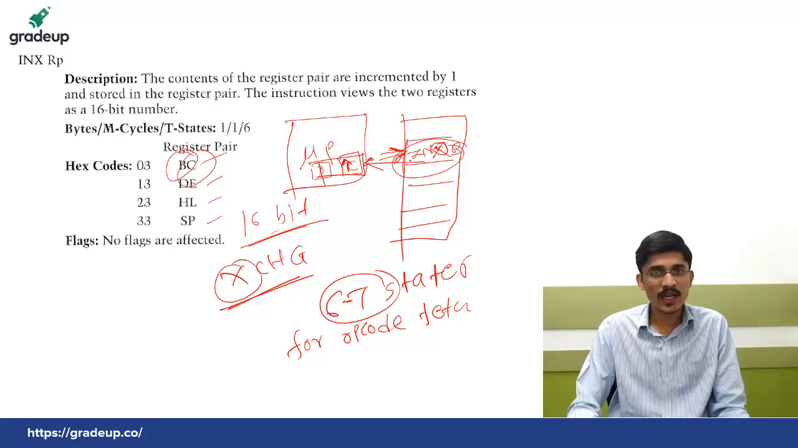But till now please understand that it is only a 1 byte instruction. It will require only the opcode fetch machine cycle, which requires 6 T states in this particular case.